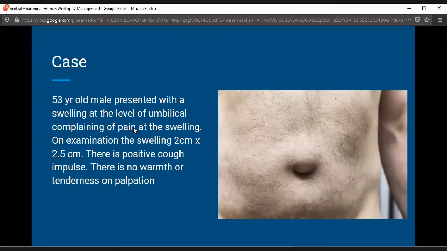We have a 53-year-old male presented with swelling at the level of the umbilicus, and he's complaining of pain at the swelling. On examination it's 2 by 2.5 centimeters. There is positive cough impulse, and there is no warmth or tenderness. If you look at it, what kind of hernia do you guys think that is? Fine, you can write it down in your chat box.